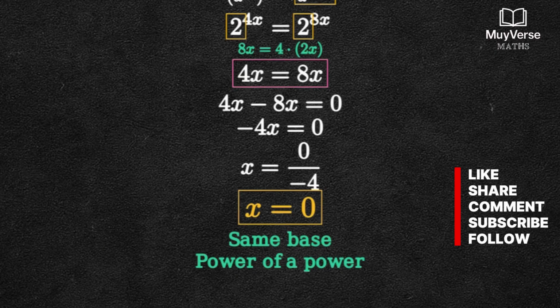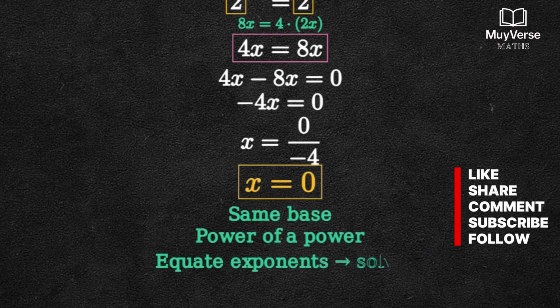Recap. Rewrite 16 as 2 to the 4th. Apply the power of a power. 2 to the 8x. Equate exponents and solve to get x equals 0.